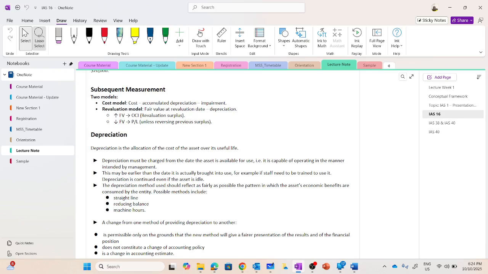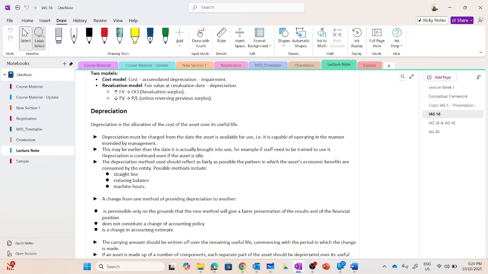So now we are talking about depreciation, a very important concept we need to know. It's not only important for IAS 16, we can use it in other IASs as well. So we need to pay attention to understand depreciation. Depreciation is simply the allocation of the cost of the asset over its useful life. For instance, if the cost of the asset is 10,000 and the useful life is 10 years, it means on an annual basis we need to allocate 1,000 as the cost of the asset. So at the end of year 10, we are going to expense the whole cost of the asset. So this is the concept you need to know about depreciation.